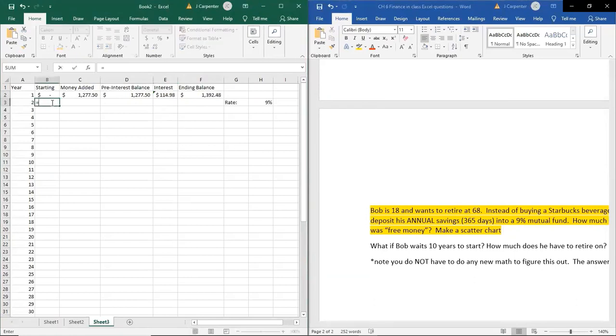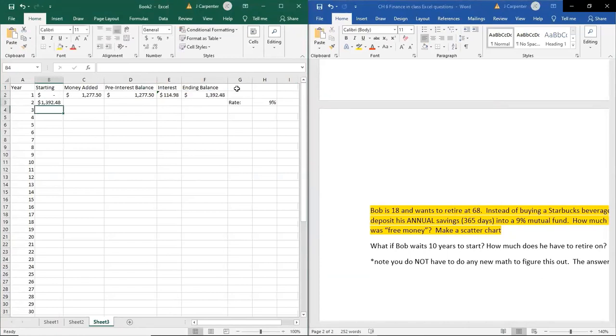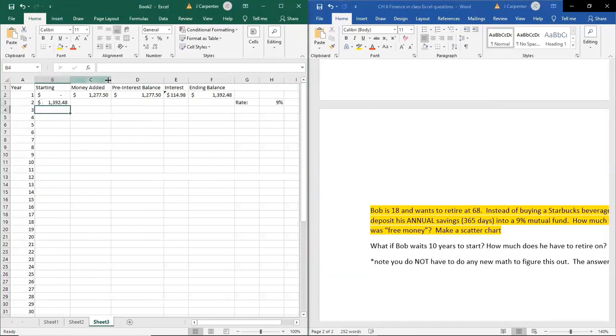Now the starting balance is not zero. It's the ending balance. Per usual, linking the starting of year two to the ending of year one. Probably going to need to widen these columns, so let me just go ahead and do that. How much money did we add? Well, we're going to add another, from year one, we were collecting $3.50 every day. We put it under our mattress, so to speak. And then January 1st of year two, we add that exact same amount, the $1,277.50.